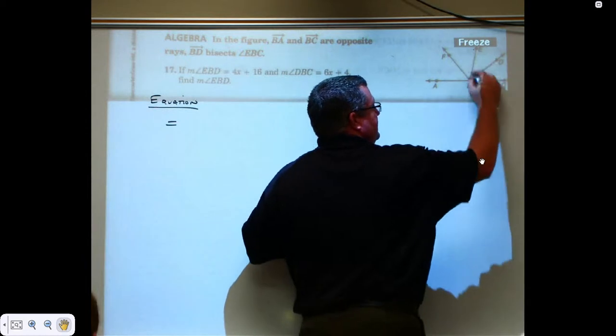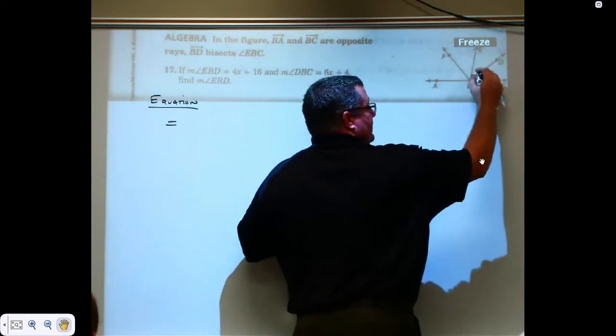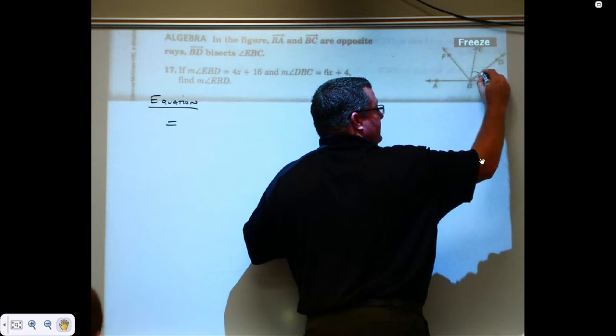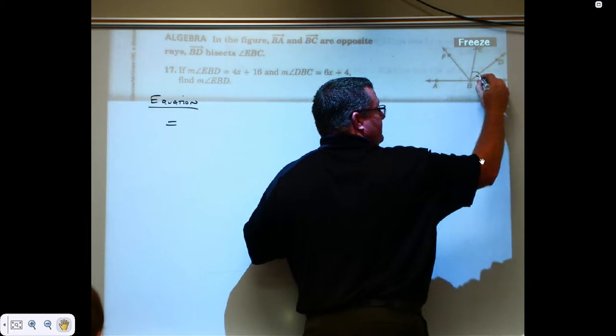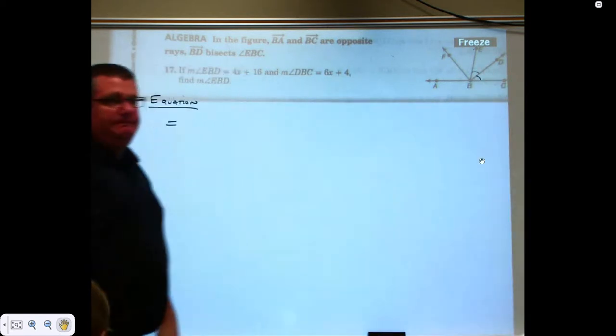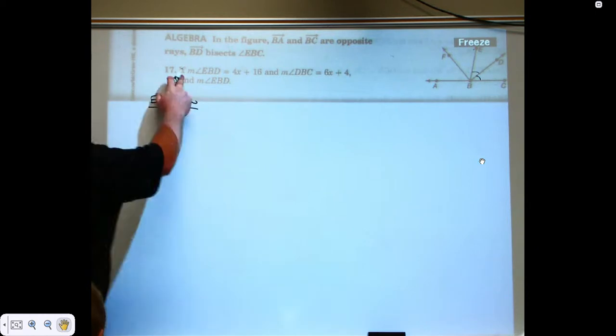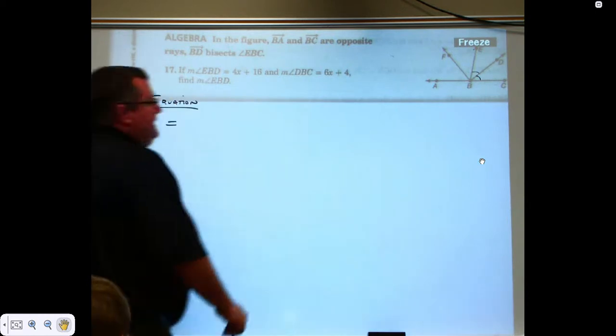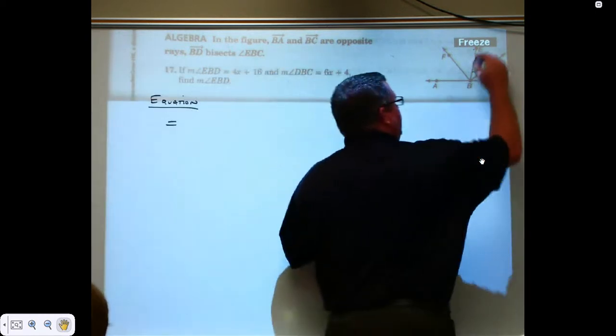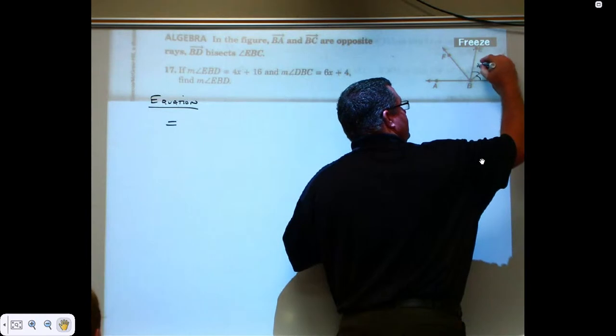What does it mean to bisect something? Cut it in half. So what does that mean? That this angle is congruent to that angle. It cuts it in half, right? Everybody okay with that? That's what bisect means. Now, in this problem, they tell us that angle EBD is 4x plus 16. E to B to D is 4x plus 16.